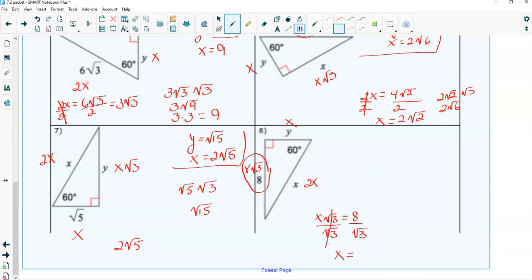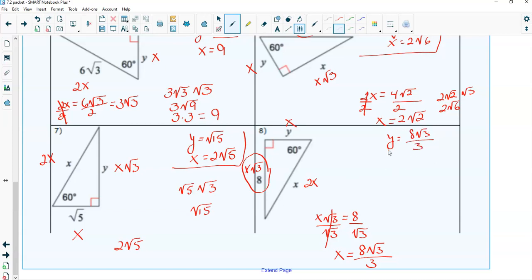Now, never leave a radical in the denominator. Remember, you must rationalize it. Just bring it up and leave this number by itself. So that's 8 square root of 3 over 3, and 8/3 is in its simplest form, so that's this number. So that's my short leg. My short leg, which happens to be this variable, is 8/3 square root of 3.